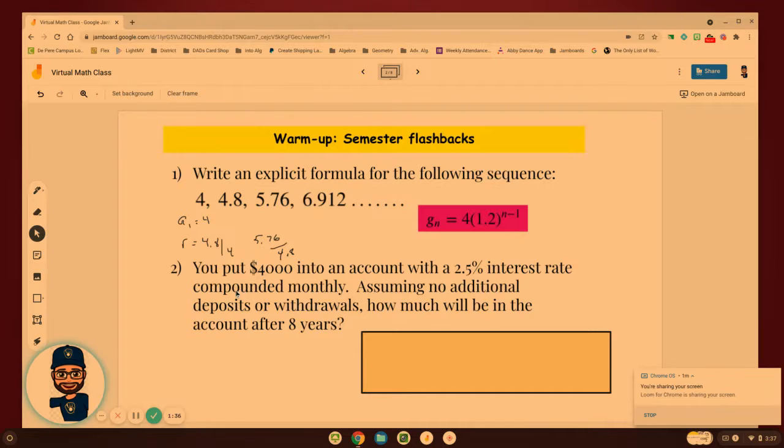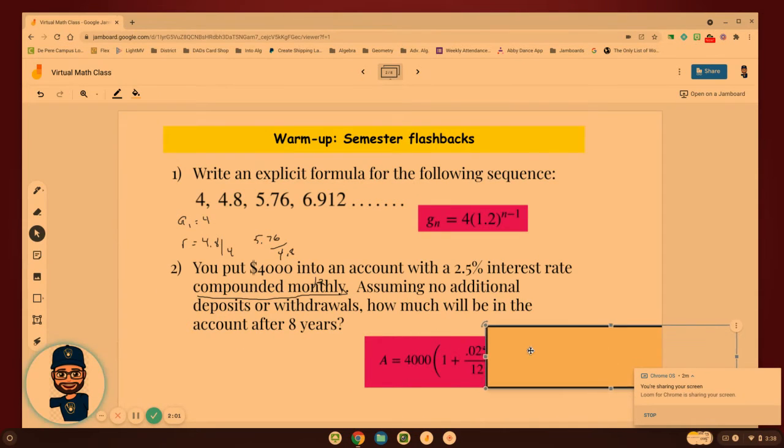More importantly, though, is probably number 2, going back to some of these interest problems. You put $4,000 into your account with a 2.5% interest rate compounded monthly. Compounded monthly, that's a 12. Assuming no additional deposits or withdrawals, you're not putting any more in or taking any more out, how much will be in the account after 8 years?